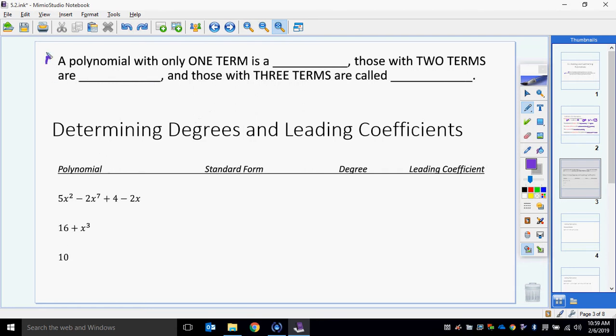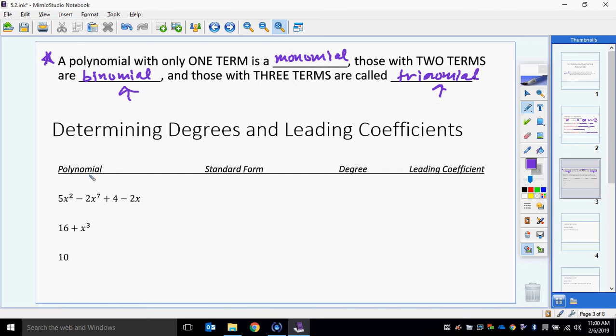But first, one important thing I want to mention is a polynomial with only one term is called a monomial. You'll hear me say that often. And another word that you'll hear me say even more often is a polynomial with two terms is called a binomial. And three terms, you probably guessed it, a trinomial. Okay, so monomial, binomial, and trinomial. These two we'll deal a lot with in the upcoming sections.